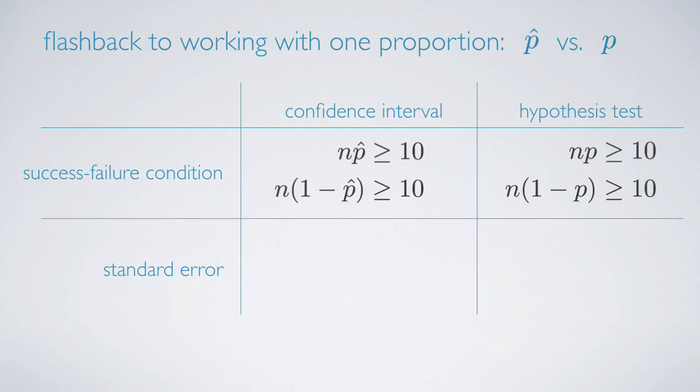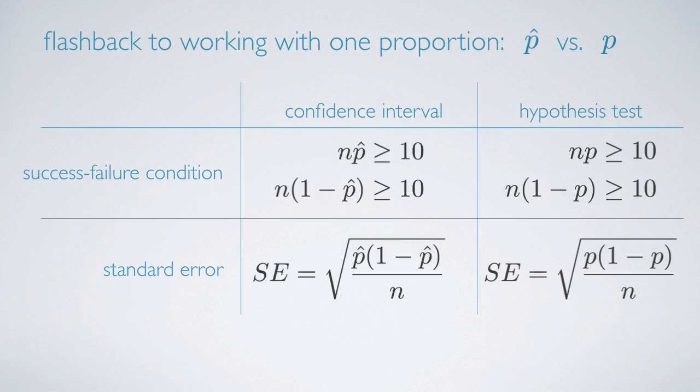Versus when we're doing a hypothesis test, we use the value of the population proportion that we set equal to in the null hypothesis. In other words, the null value of p is what we use to calculate the expected successes and expected failures. In terms of the standard error, once again we use p-hat in the calculation of the standard error for confidence intervals, versus we use p, the null value of the population proportion, for the hypothesis test. So the moral of the story here is that when you're dealing with a confidence interval, use observed counts and observed proportions. When you're dealing with a hypothesis test, use expected counts and expected proportions.